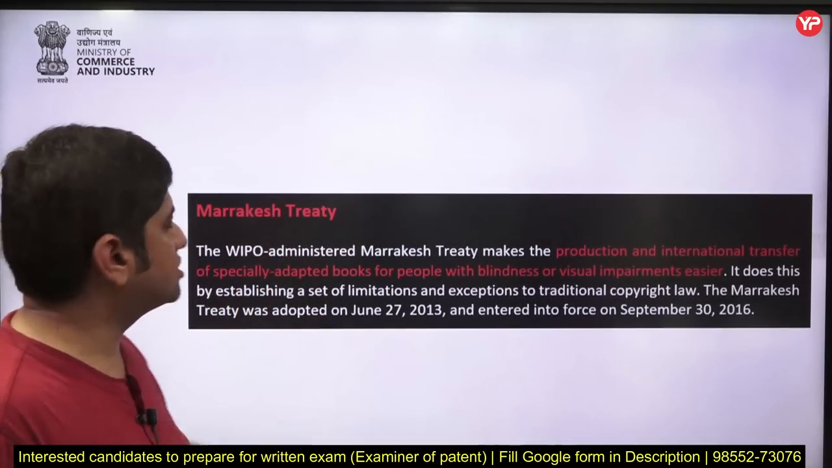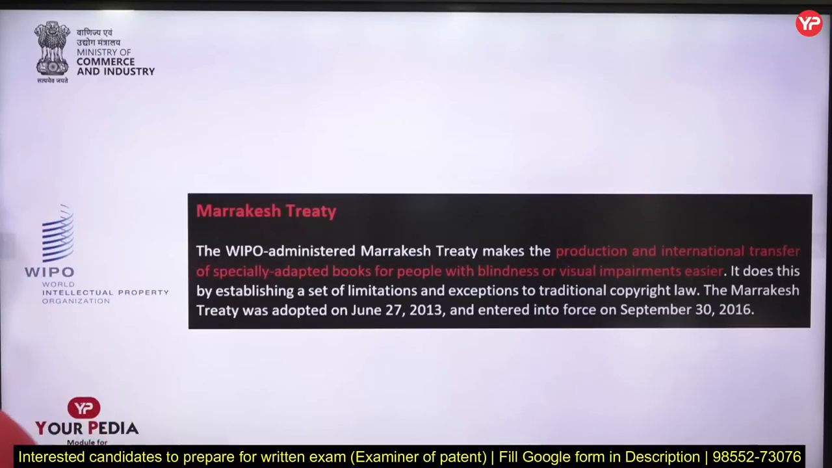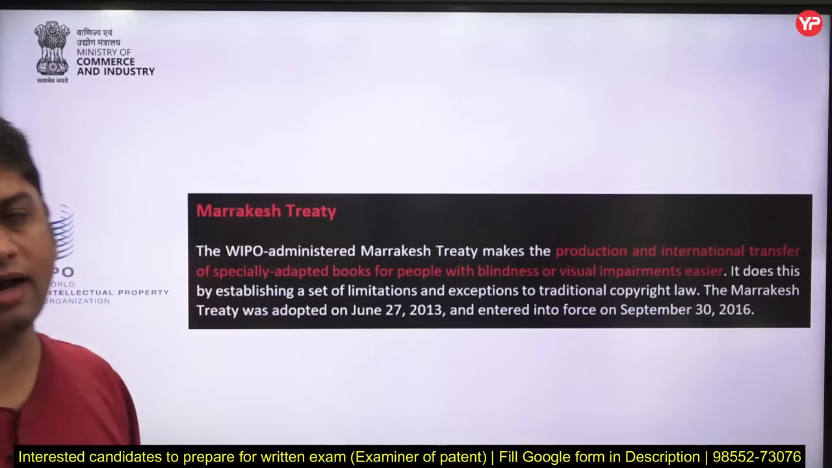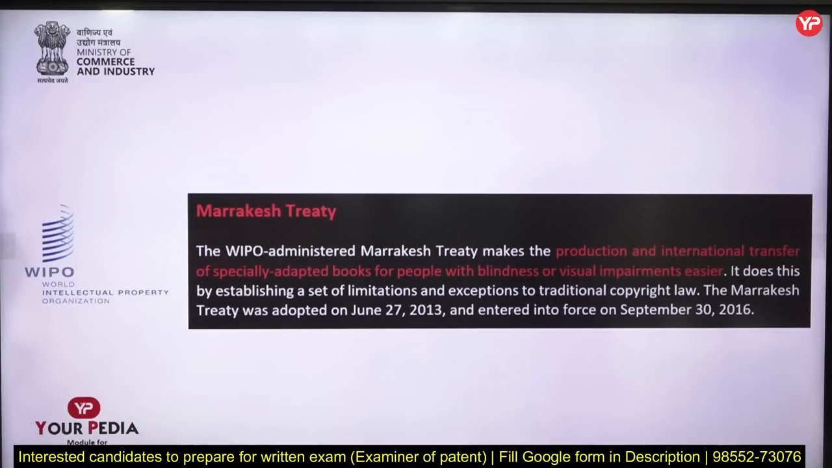And yes, the Marrakesh Treaty is very important, because India is a signatory, in fact the first signatory. It is related to the production and international transfer of books which visually impaired people can read. It was adopted and came into force in 2016. And let me tell you, India was the earliest signatory to the Marrakesh Treaty.